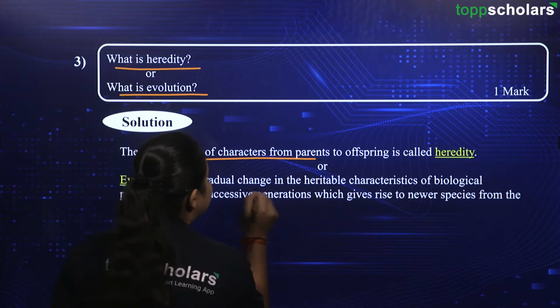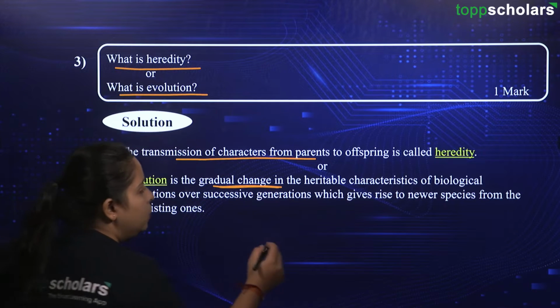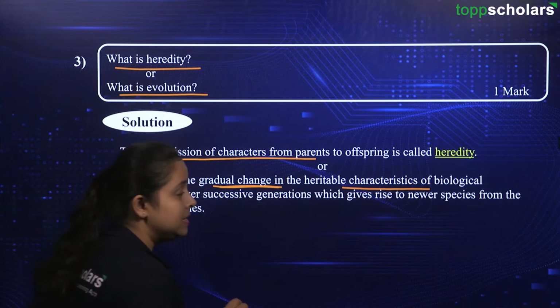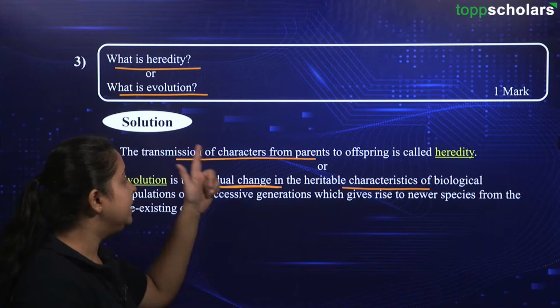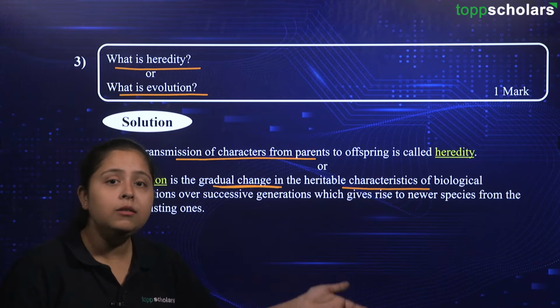So, evolution is the gradual change. Please remember to write this word "gradual" in your answer. In what? In heritable characteristics. Heritable characteristics, again, are the characters that were present in our previous generations, that will be seen in the progenies.